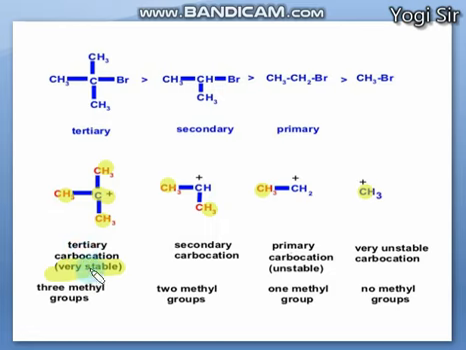The tertiary is very much stable, and this will selectively undergo the SN1 mechanism, while the primary and methyl cation will selectively undergo the SN2 mechanism, right?